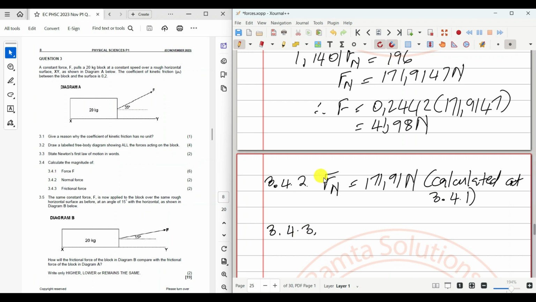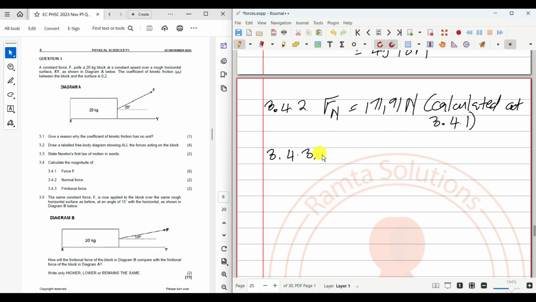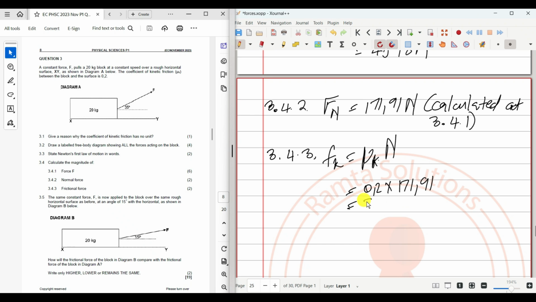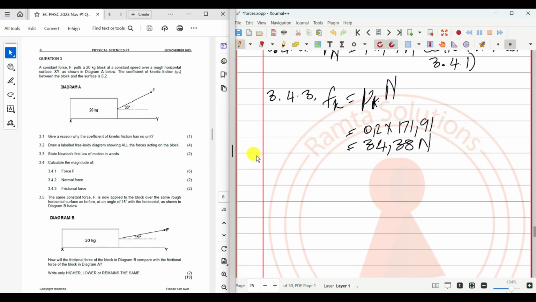3.4.3. What is the frictional force? Remember, now the frictional force F sub k is equal to mu sub k times the normal force. They said mu is 0.2, and the normal force is 171.91. So 0.2 times 171.91. What is our answer? 34.38 newtons. Happy? Perfect. This is great.